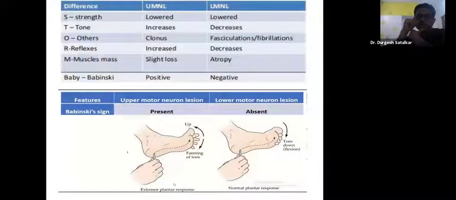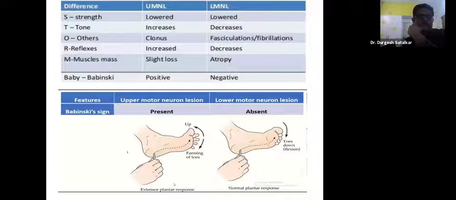In upper motor neuron lesions, the tone is increased and the patient may present with clonus, while in lower motor neuron lesions, tone is decreased, and instead of clonus, there will be fasciculation or fibrillation, because in lower motor neuron there are still some muscle fibers innervated with the nerve roots, so they fasciculate. Reflexes are usually increased in upper motor neuron and decreased in lower motor neuron. The reason being, when the upper motor neurons are damaged, the local reflex arc is preserved, so there will be an increase in the reflexes. While in lower motor neuron, the reflex arc is also damaged, so there is flaccid paralysis, or hypotonia.